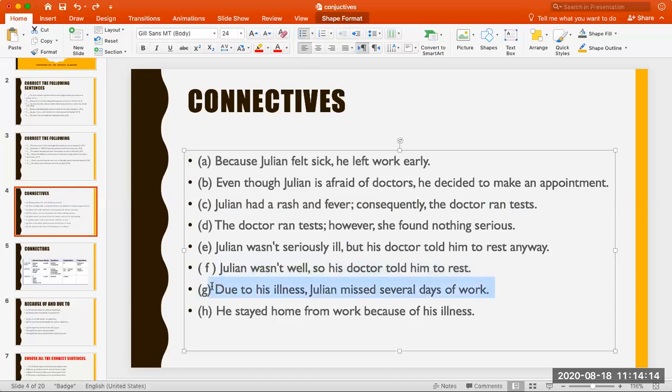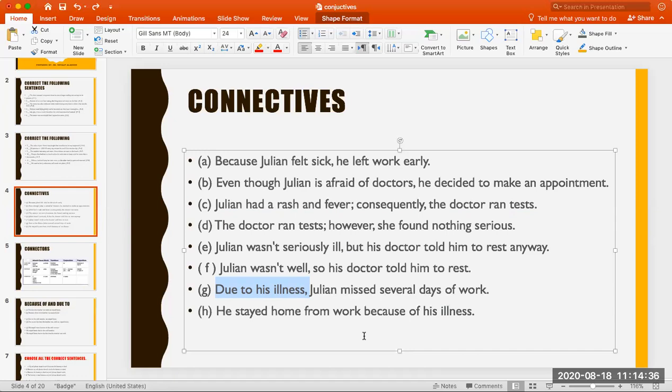This is a simple sentence because this is prepositional. This is not a subordinator. It's wrong if you say "due to he is ill." You say "due to his illness," "due to being ill," or "due to the fact that he is ill." You can use the clause with the fact that.